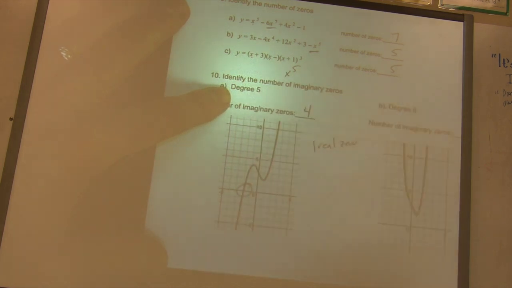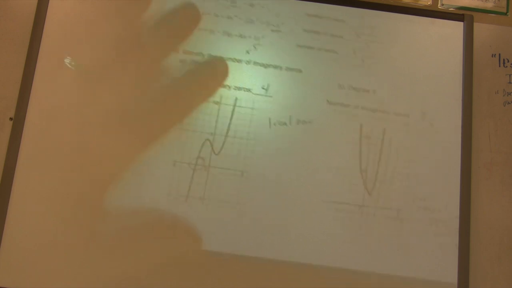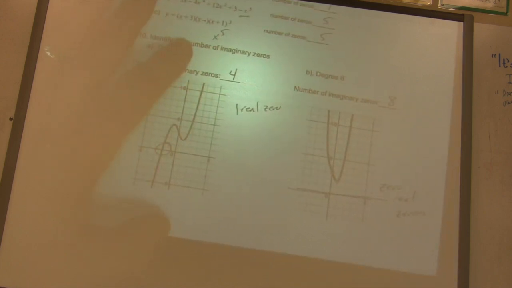Here I have degree 8, which means I have 8 solutions, but I don't have any that cross. So there's 0 real zeros. So that would mean that I'd have to have 8 imaginary. Okay? So 0 real zeros, 8 imaginary.